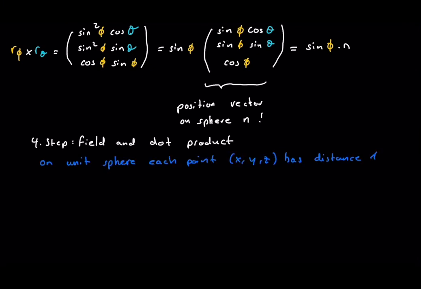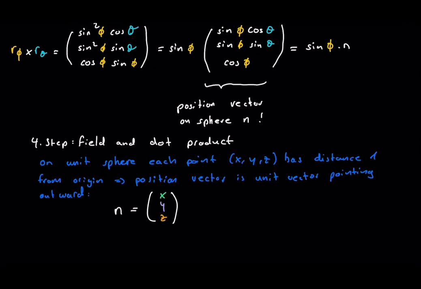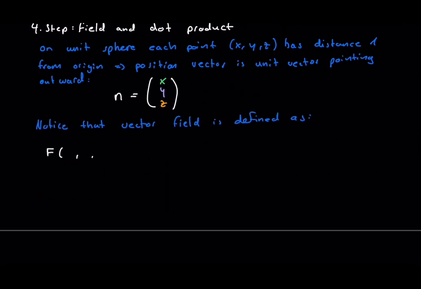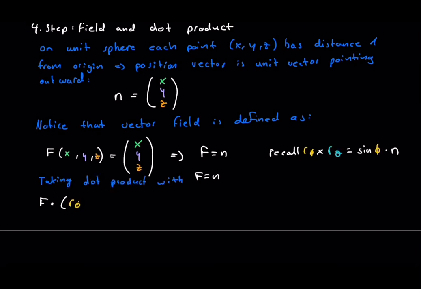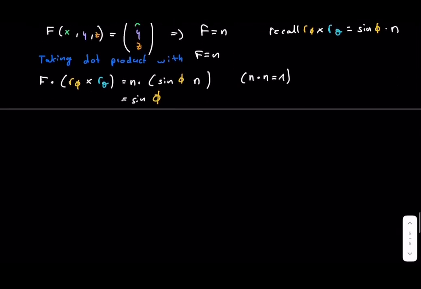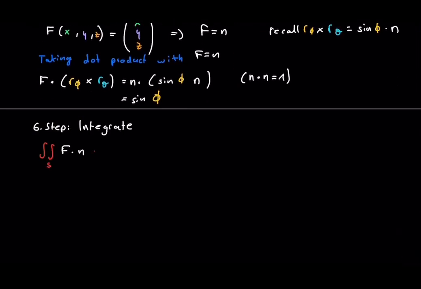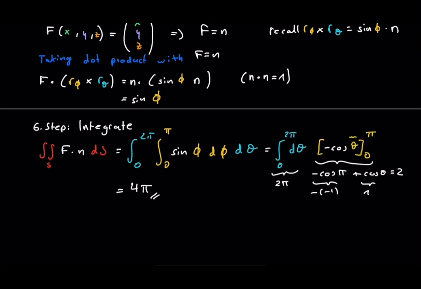Step 4 and 5, field and dot product. On the unit sphere, the position vector is already the unit normal. But our field F equals the position vector. So F equals n. Taking the dot product with sin phi times n gives simply sin phi. Step 6. Integrate. Flux equals 4 pi. This matches the surface area of the unit sphere, which makes sense because the radial field points straight out everywhere.